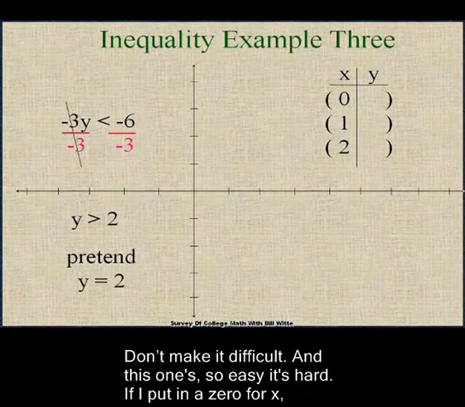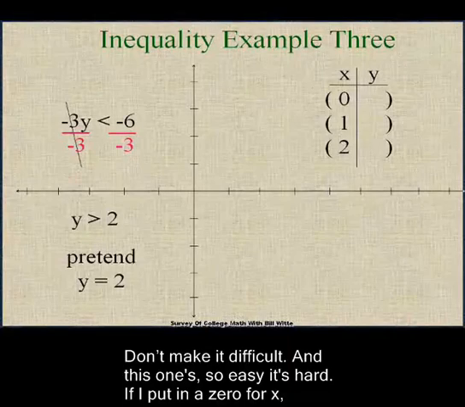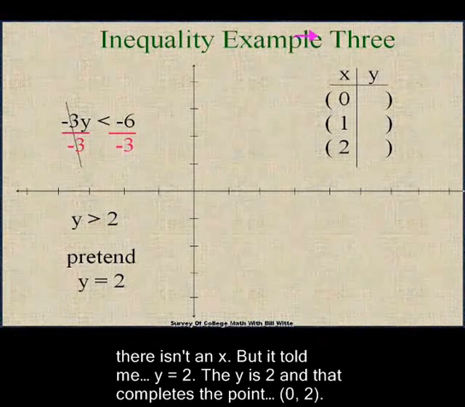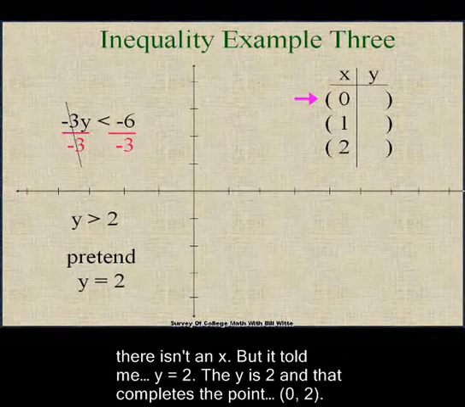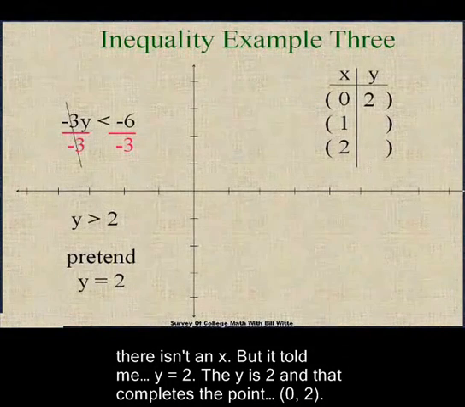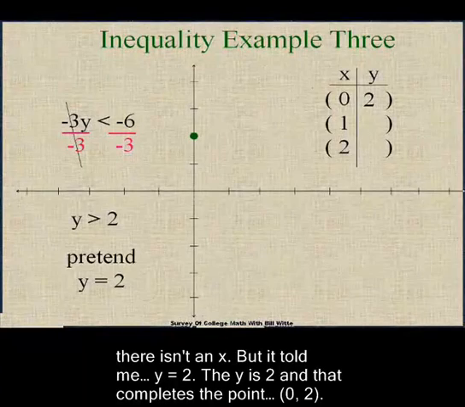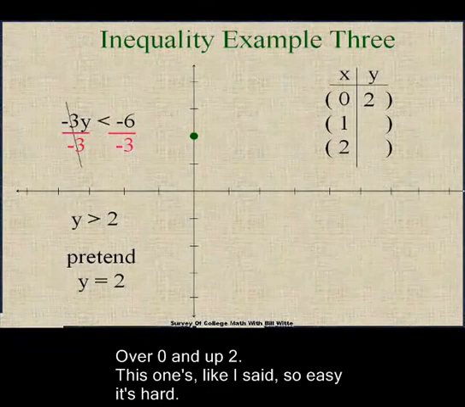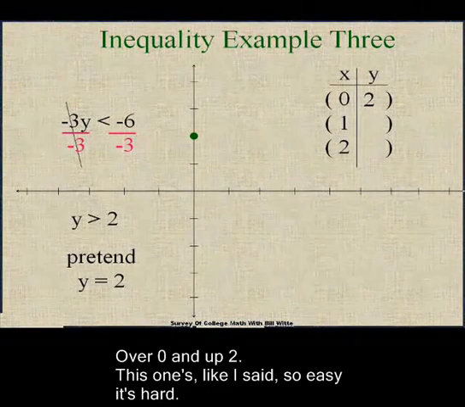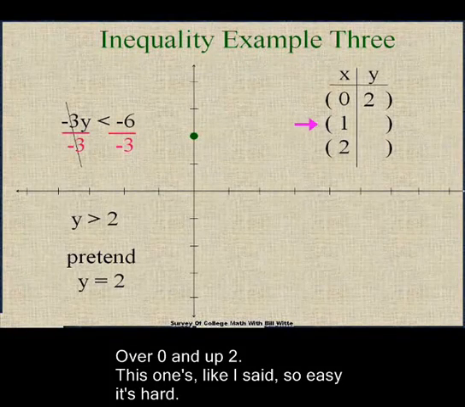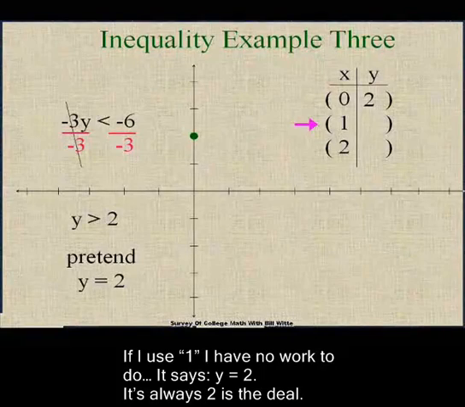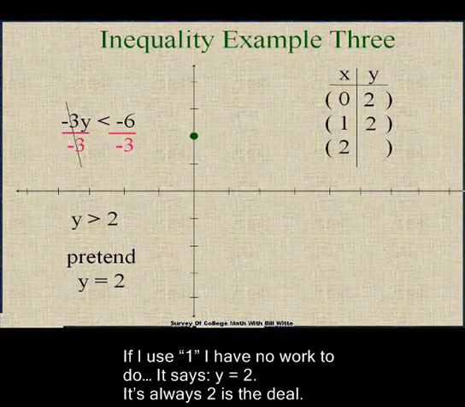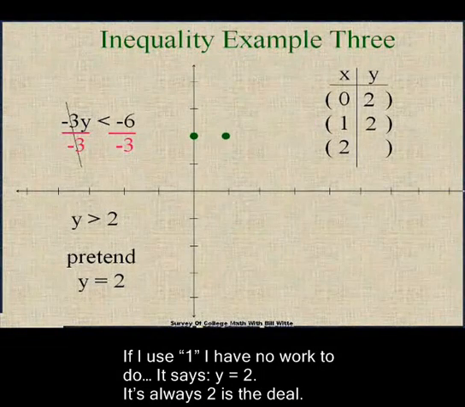If I put in a 0 for x, there isn't an x. If I put in a 0, well, it told me y is 2. So y is 2. Over 0 and up 2. This one's, like I said, so easy it's hard. If I use 1 and I don't have any work to do, it says y is 2. Y is always 2 is the deal. Over 1 and up 2.